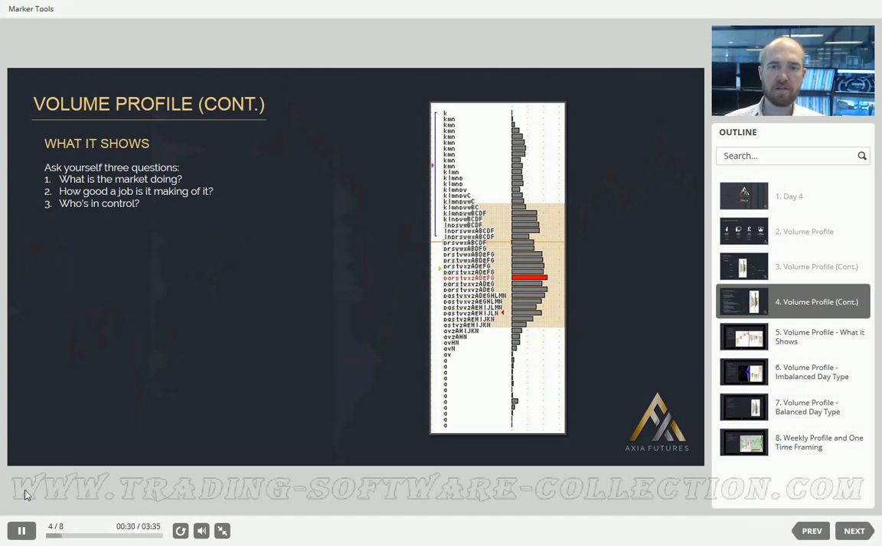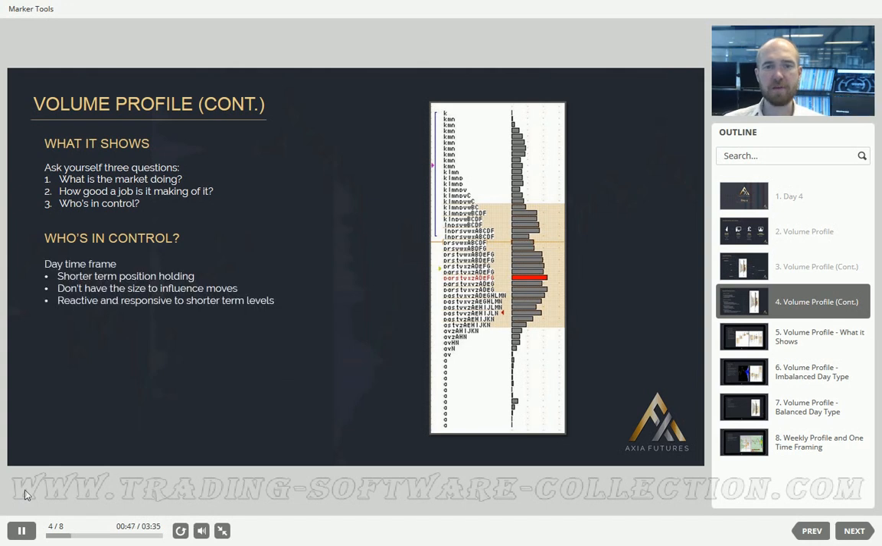So I'm going to start off by actually looking slightly backwards at who is in control. Now, I've broken this down to three different types of participant. If you read different things, there's various nuances of different participant, but I like to look at it as three. First up, you have the day time frame. These are your more local prop type traders, very much like we are here. In the grand scheme of things, they're more short term. They won't often hold positions overnight.